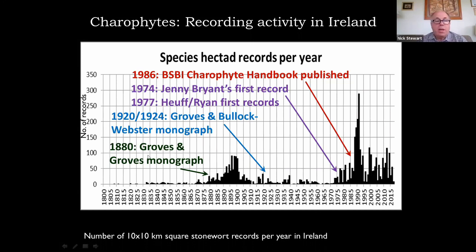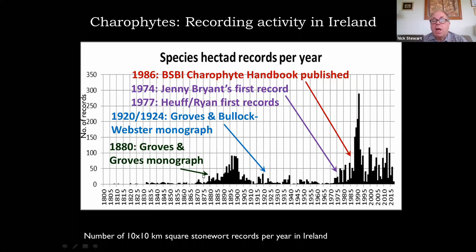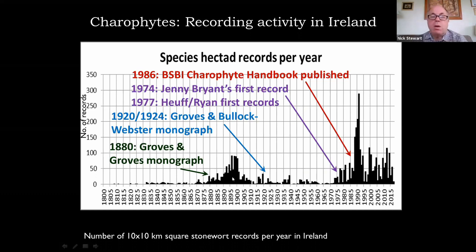assisted by a good monograph. So there was a good identification guide, and also the Groves brothers and later Groves and Bullock Webster were there to provide guidance and identification. And there was quite a big surge in interest. In Ireland, Prager was very prominent and did a lot of recording of stoneworts.